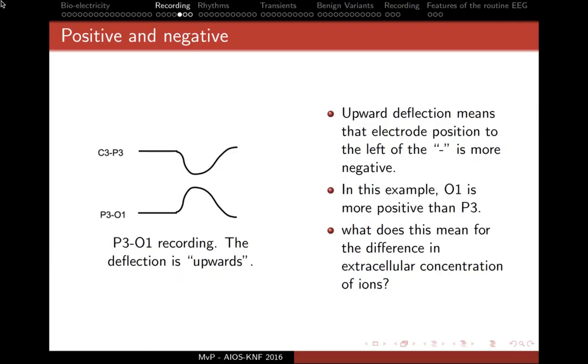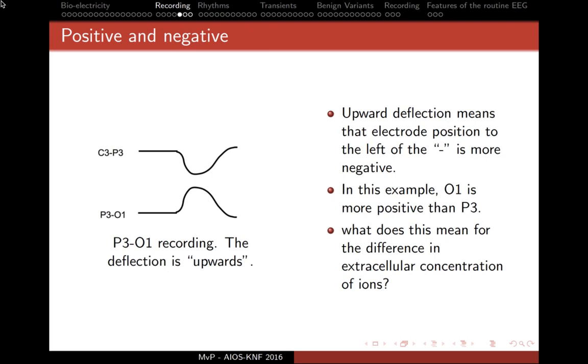Now, one more aspect before we go to the rhythms relates to what we mean with negative and positive. We are measuring voltage differences. So what is it if we mean negative or positive? In fact, as we are measuring differences, we can only state that a particular recording position is more negative than another one or more positive than another one. The convention is as follows.